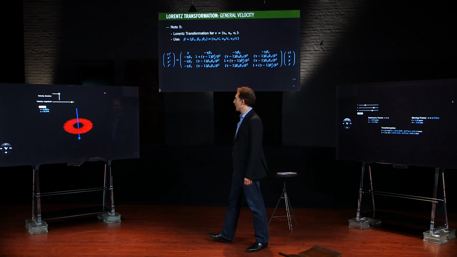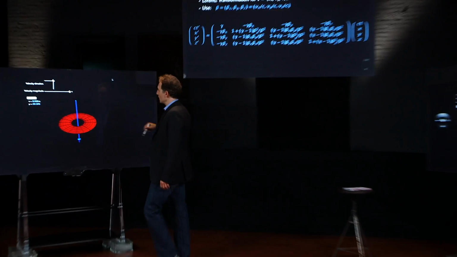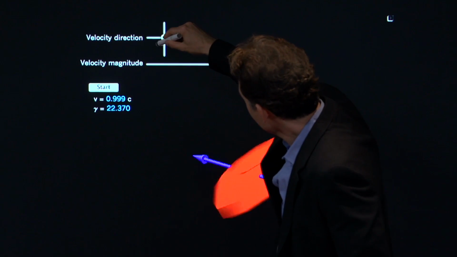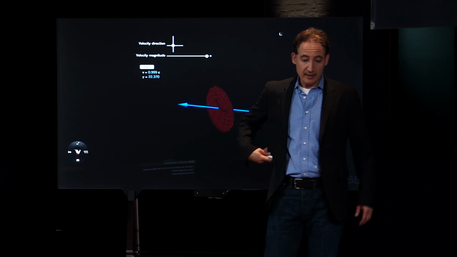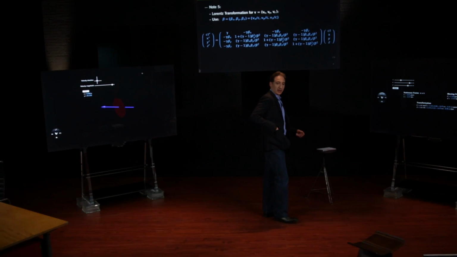So it's fun to play around with this. It's using the equation that we have up there on the board. It's a little bit involved to work out by hand, but there you have it. That's the impact of the full three-dimensional Lorentz transformation.